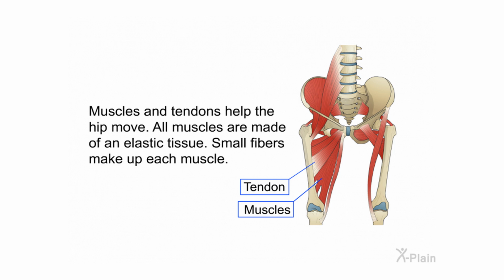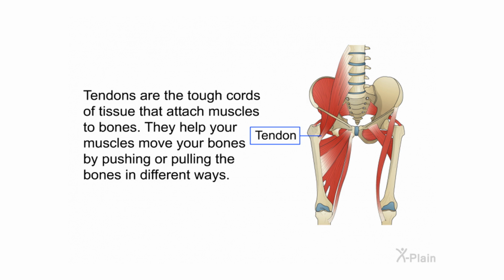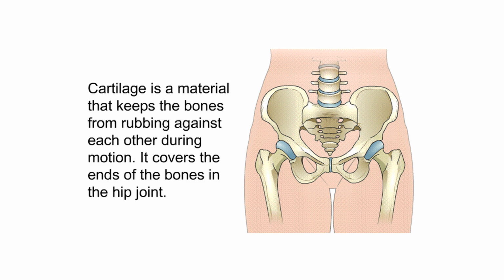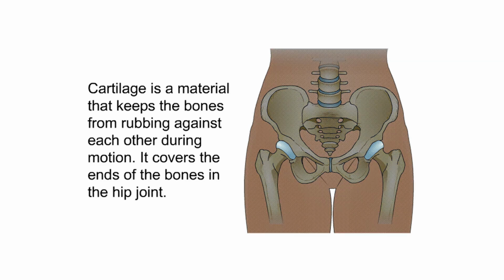Muscles and tendons help the hip move. All muscles are made of an elastic tissue. Small fibers make up each muscle. Tendons are the tough cords of tissue that attach muscles to bones. They help your muscles move your bones by pushing or pulling the bones in different ways. Cartilage is a material that keeps the bones from rubbing against each other during motion. It covers the ends of the bones in the hip joint.